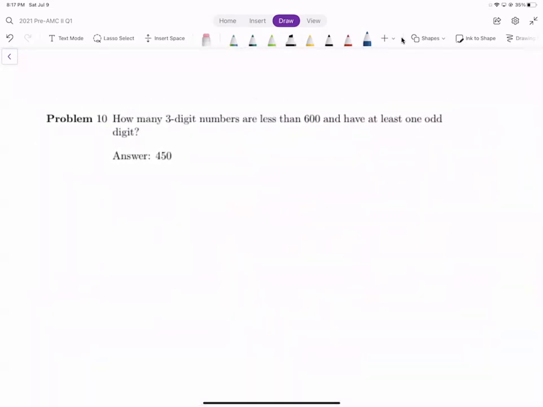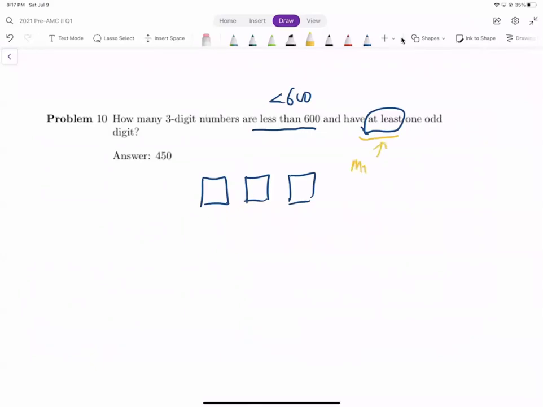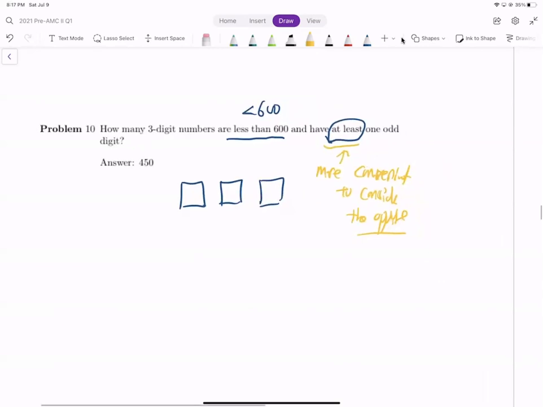Problem number 10. How many 3-digit numbers less than 600 have at least one odd digit, right? Here, because you see the words at least, usually it's more convenient to consider the opposite, because the opposite will just be no odd digit, right? So that's the opposite.